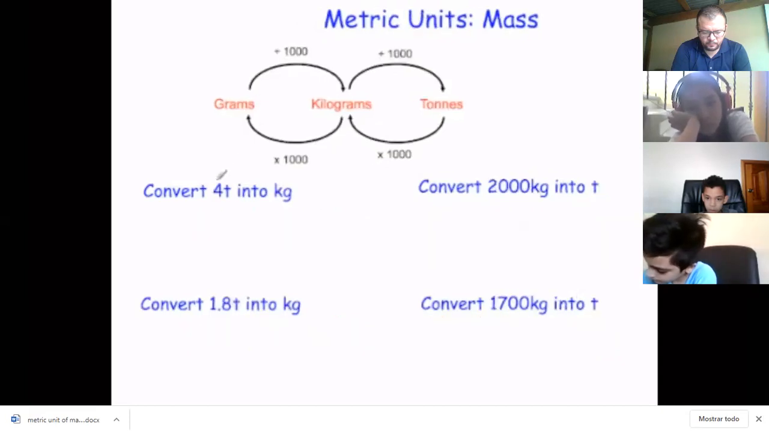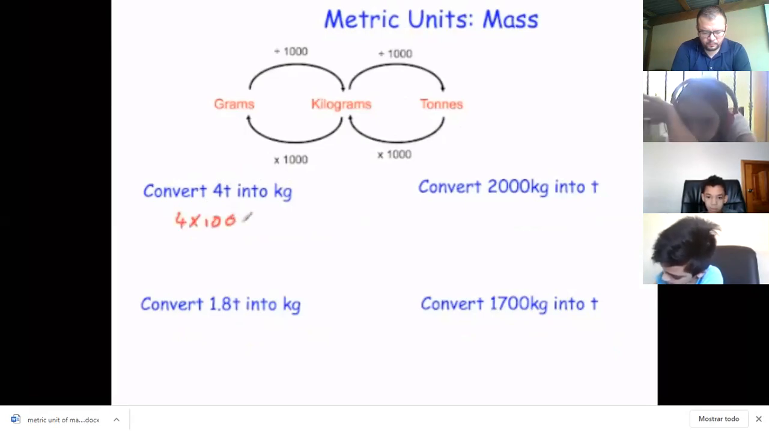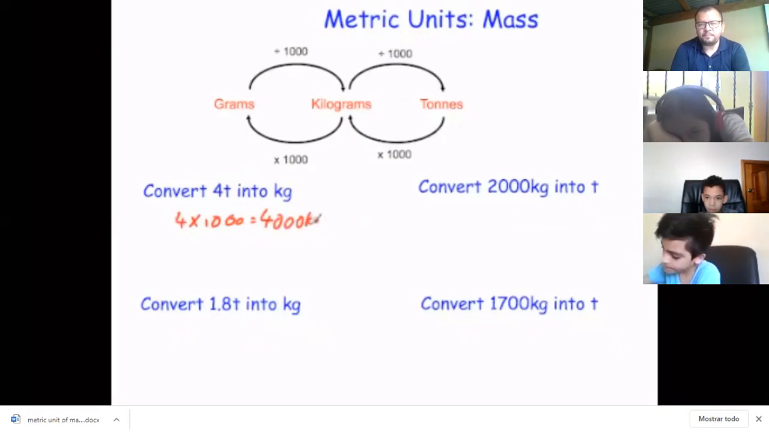Okay, now we're going to include some tons into these. So convert 4 tons into kilograms. So to go from tons to kilograms, you times by 1,000. So we're going to do 4 times 1,000, which would be equal to 4,000 kilograms. So that means that 4 tons is 4,000 kilograms.